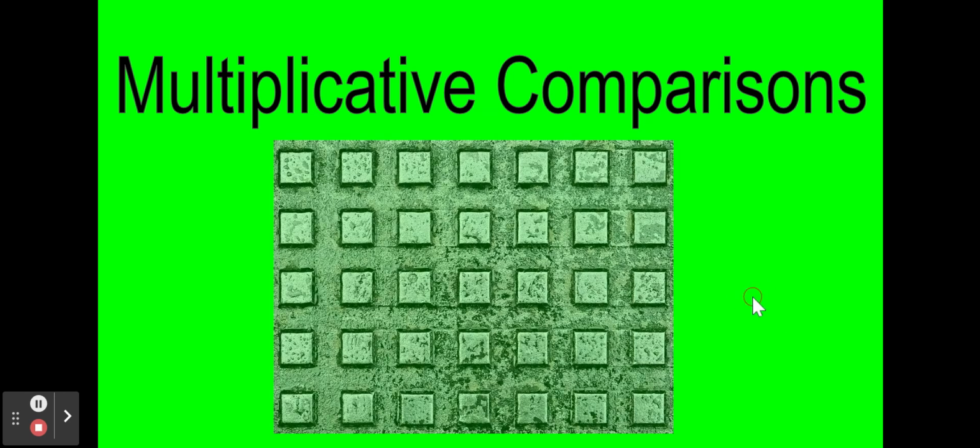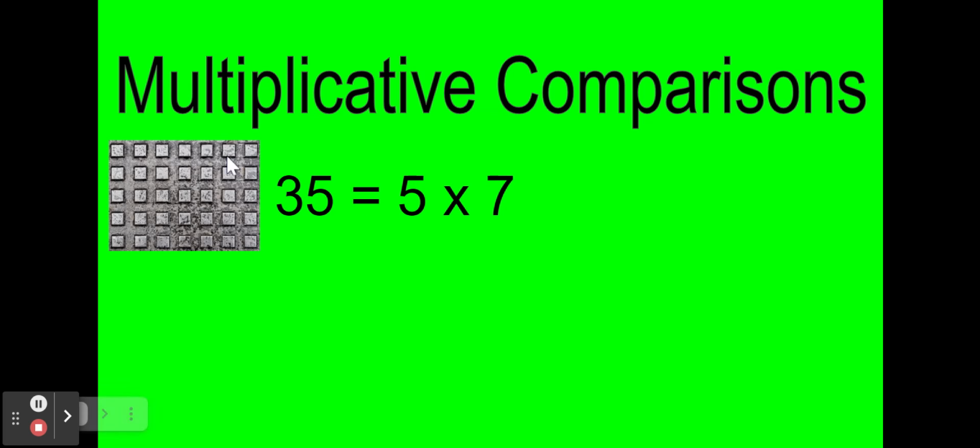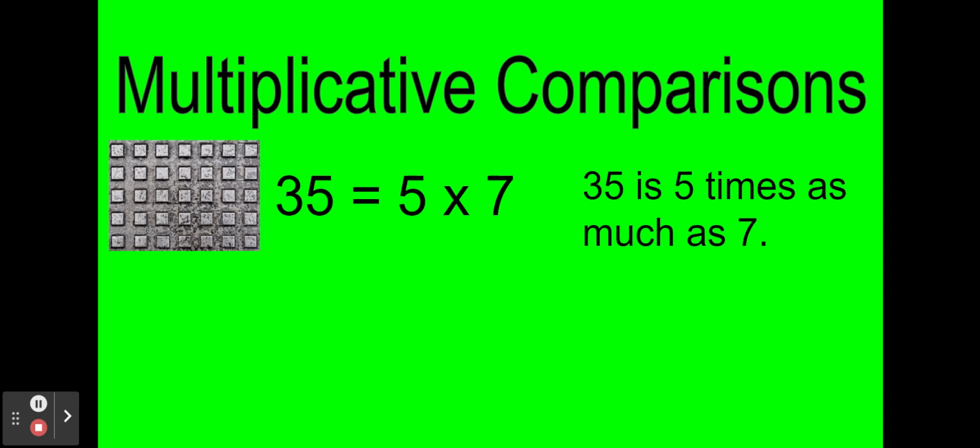So if I wrote this as a number sentence, I see that I had 7 groups going across the top, and I had that 5 times. So I could write it like this. Here's my 35, my total, equals 5 times that original grouping of 7. And if I want to write that as a multiplicative comparison, it looks like this. 35 is 5 times as much as 7.